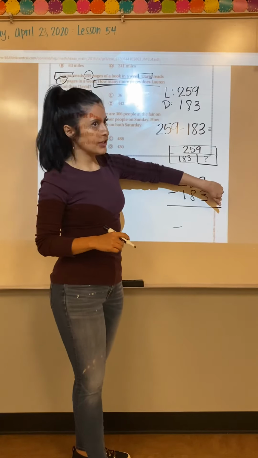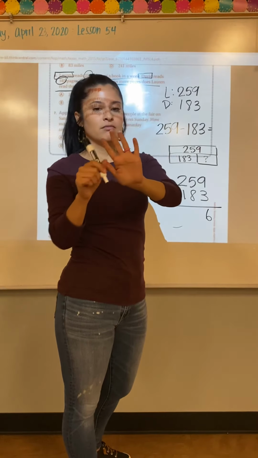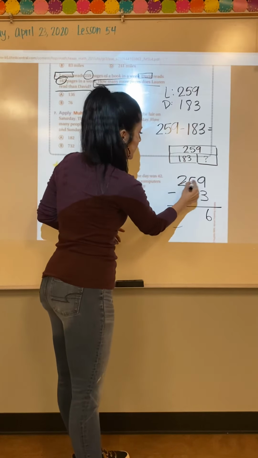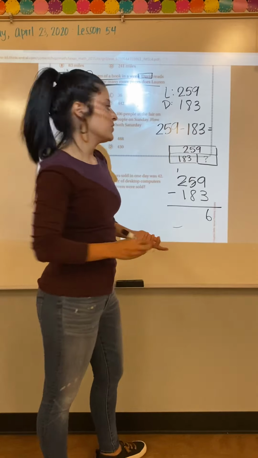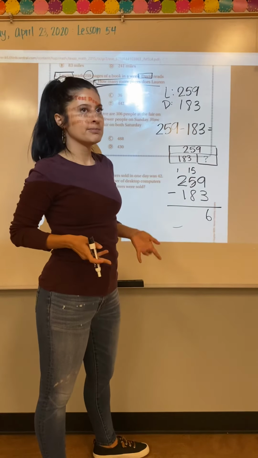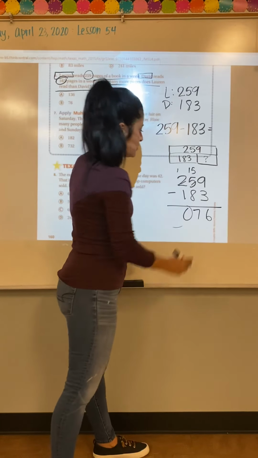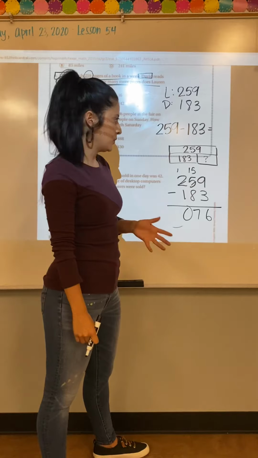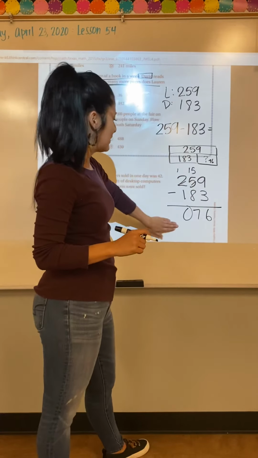9 minus 3 is 6. Now, can I do 5 minus 8? No, I'm going to have to go next door, get 10 more. This 2 becomes a 1. 5 gets 10 more, so it's now 15. 15 minus 8 is 7. 1 minus 1 is 0. So 76, we think.